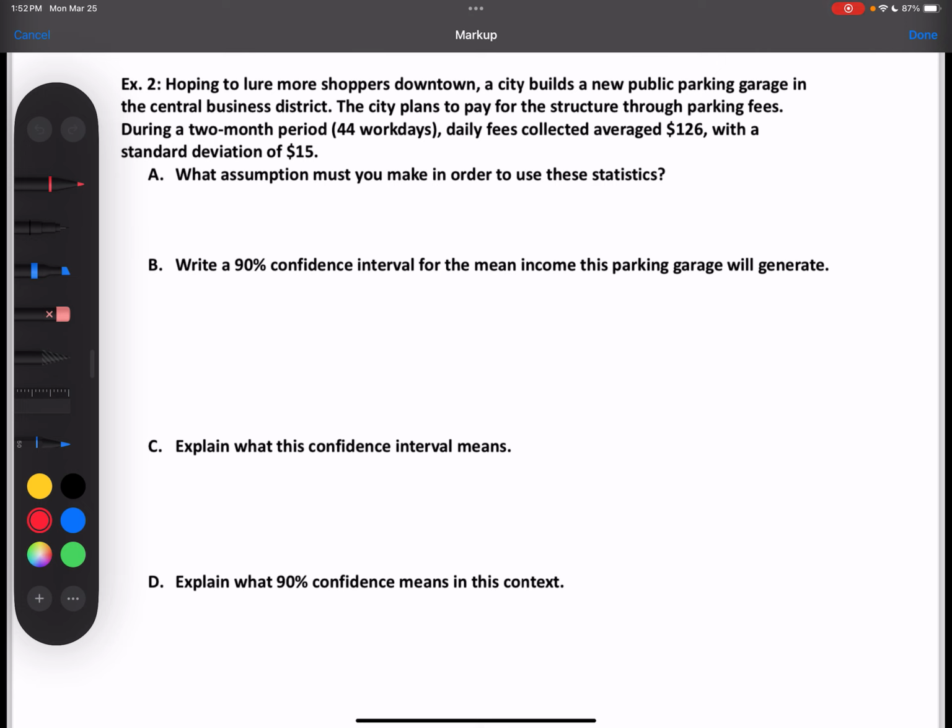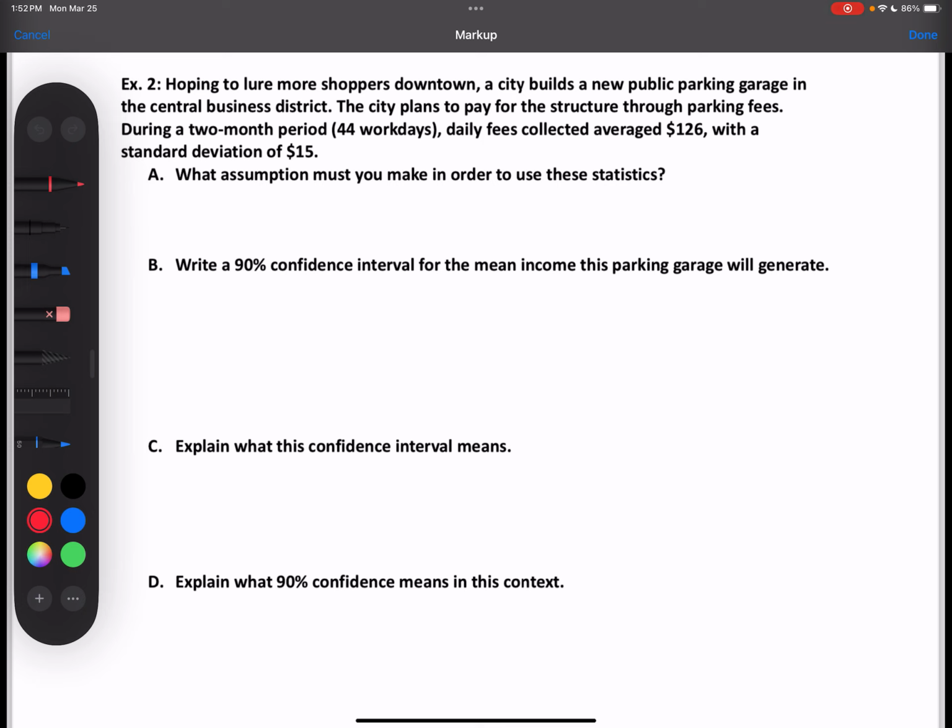All right, hoping to lure more shoppers downtown, a city builds a new public parking garage in the central business district. The city plans to pay for the structure through parking fees. During a 2-month period, 44 workdays, daily fees collected average $126 with a standard deviation of $15. What assumption must you make in order to use these statistics?